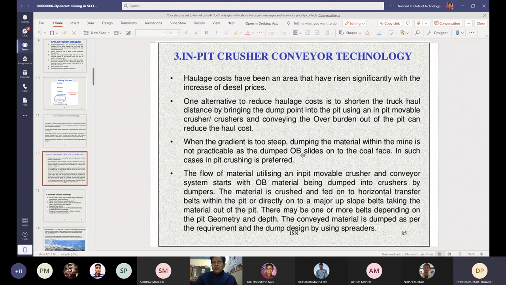Whenever the road gradient, the haul gradient, is very, very steep, it is difficult for you to use dumpers for the transportation purpose.